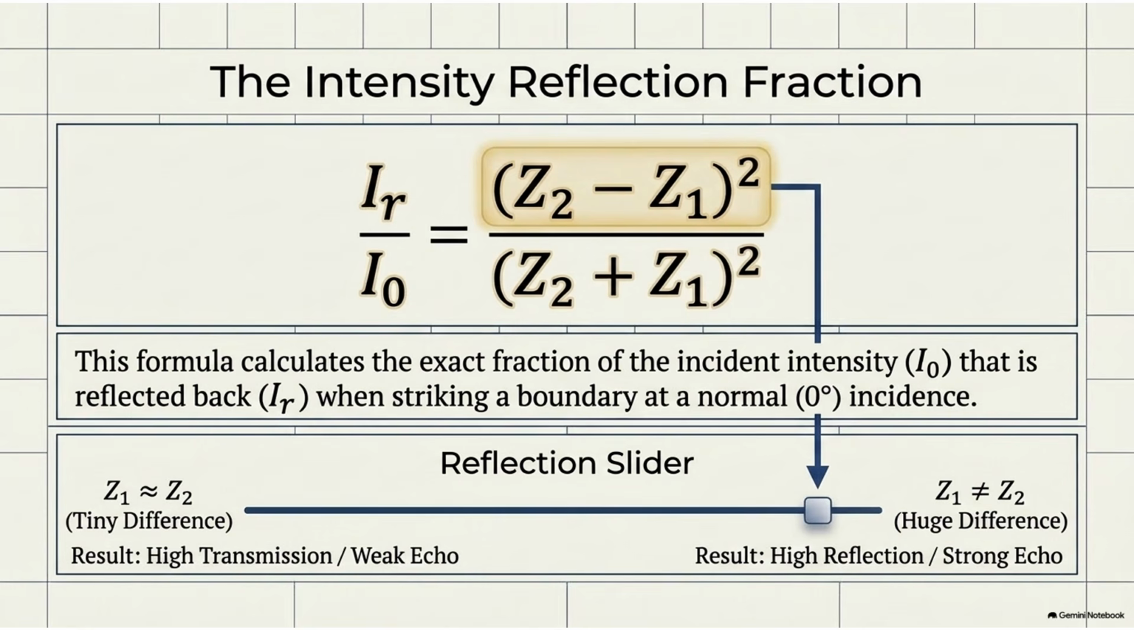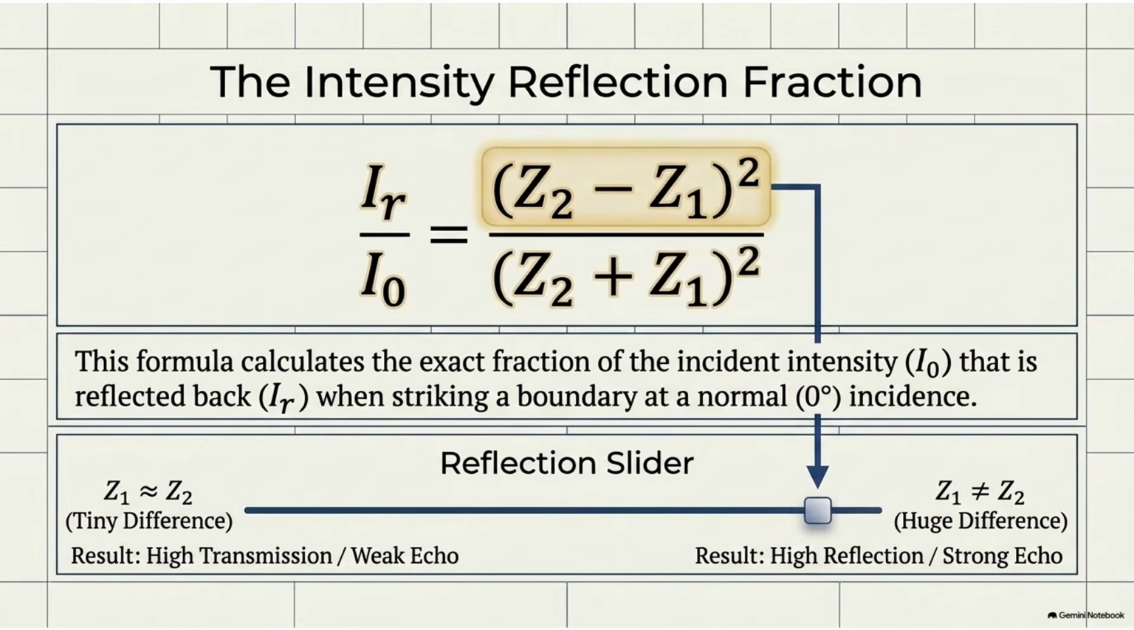We can quantify the amount of ultrasound reflected at a boundary using the intensity reflection fraction. The equation shown here is I_R divided by I equals (Z2 minus Z1) squared divided by (Z2 plus Z1) squared. Here, I is the incident intensity and I_R is the reflected intensity.